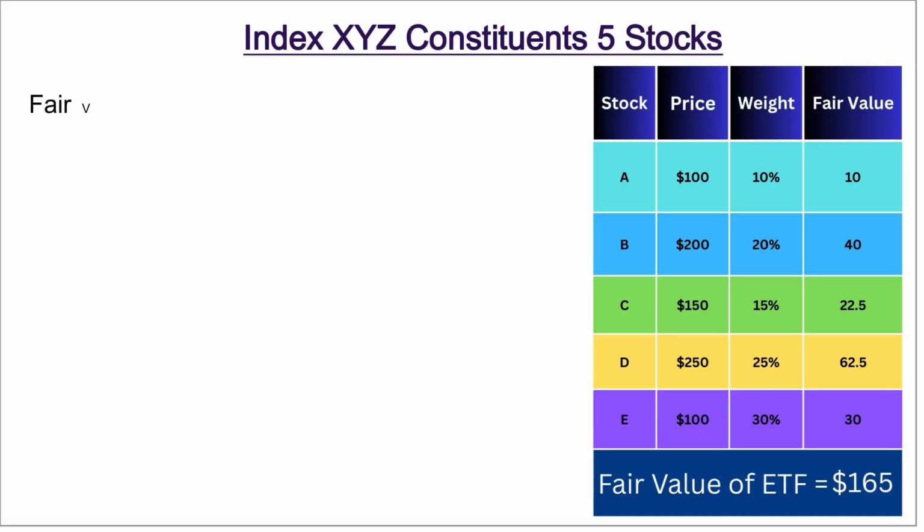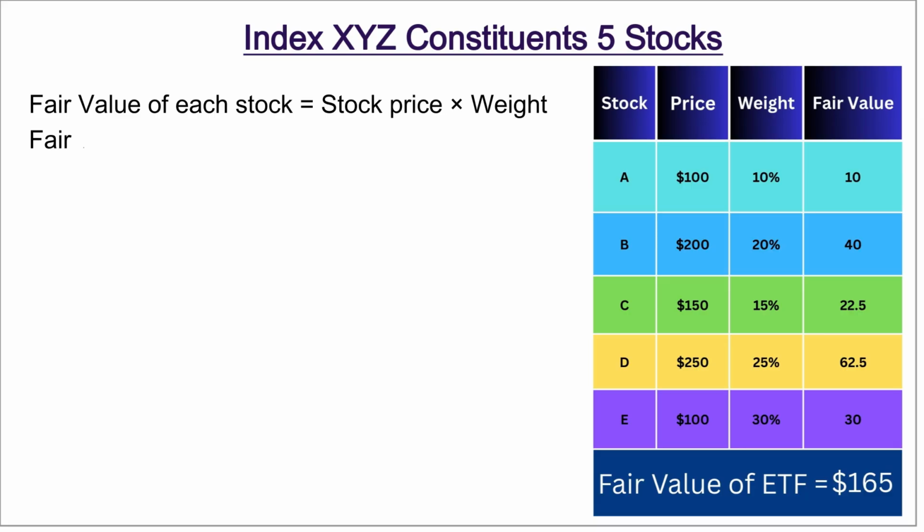Now, what the trader will do is simply calculate the fair value of each stock. The fair value of each stock is basically the price times the weight. As you can see, for A the price is $100 times the weight of 10%, so the fair value is 10. Similarly, for B, the fair value is 40.